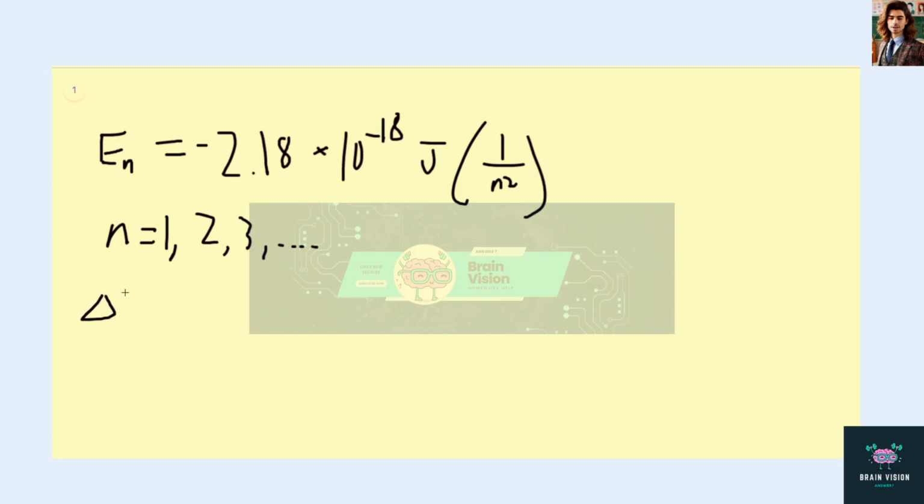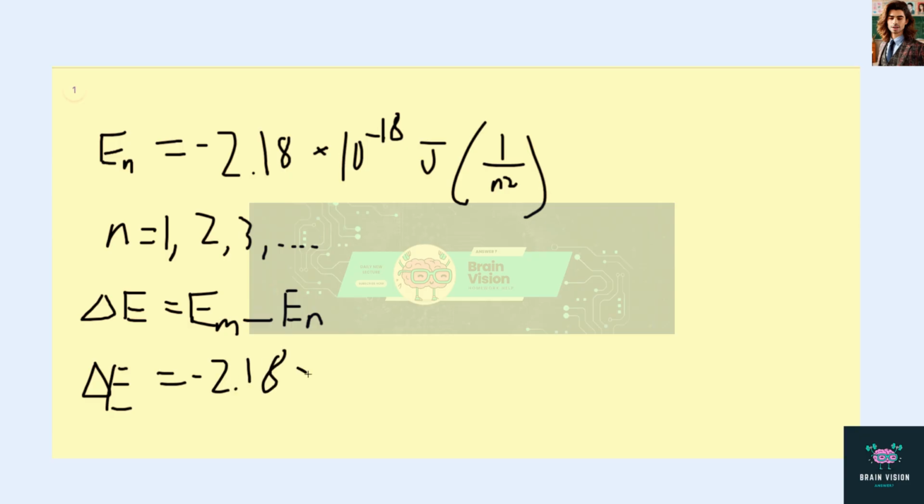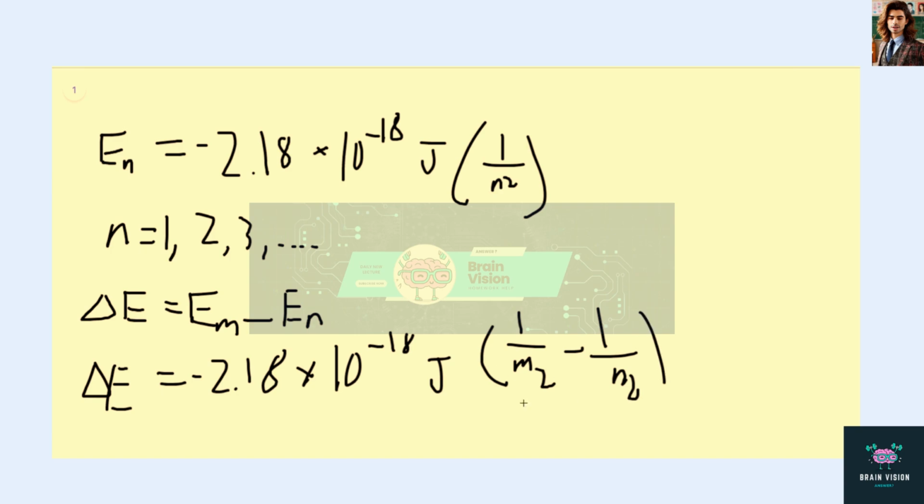Then we move into the delta E between states, which is Em minus En. So this is just the energy of two different states subtracted to find the delta E. And so if we plug this into the equation above, we get delta E equals negative 2.18 times 10 to the minus 18th joules times 1 over m squared minus 1 over n squared, where now we have two different states, m and n.